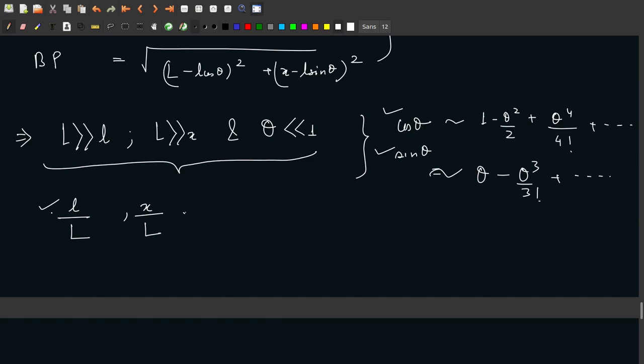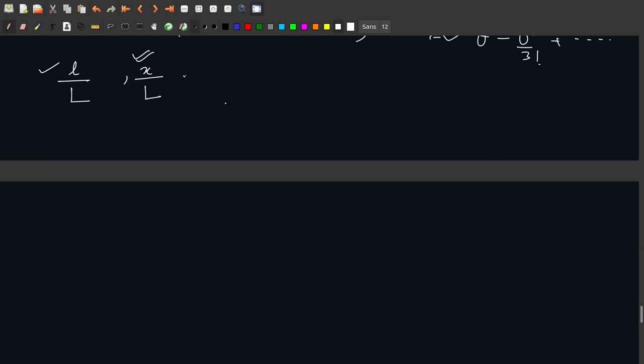Similarly, binomially expand in terms of small l by capital L and small x by capital X, and neglect higher order terms. Carry over this analysis to everything. All these are terms of perturbation. Let this be epsilon, which is much less than 1. Let this be some lambda, which is much less than 1, and similarly theta is also much less than 1.